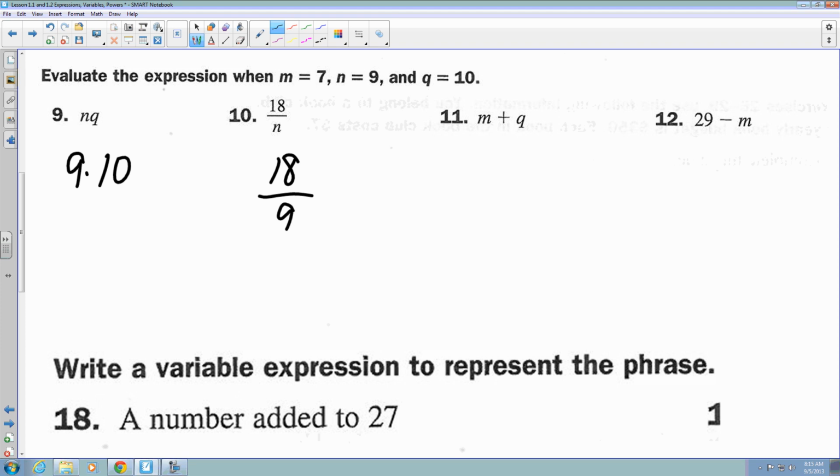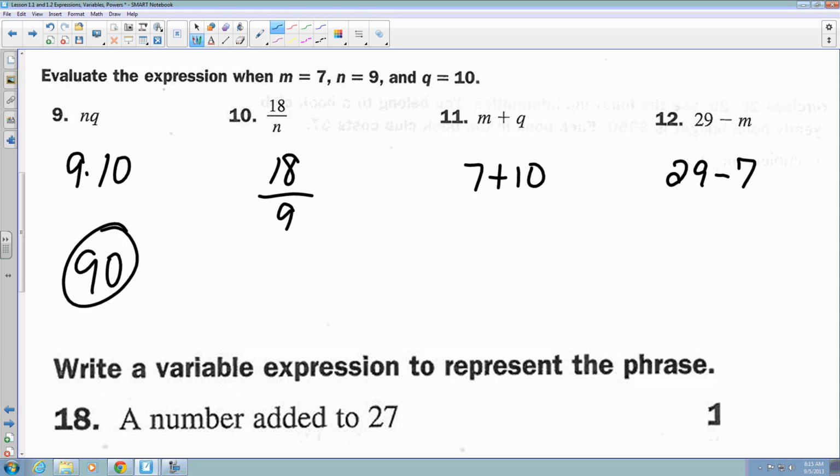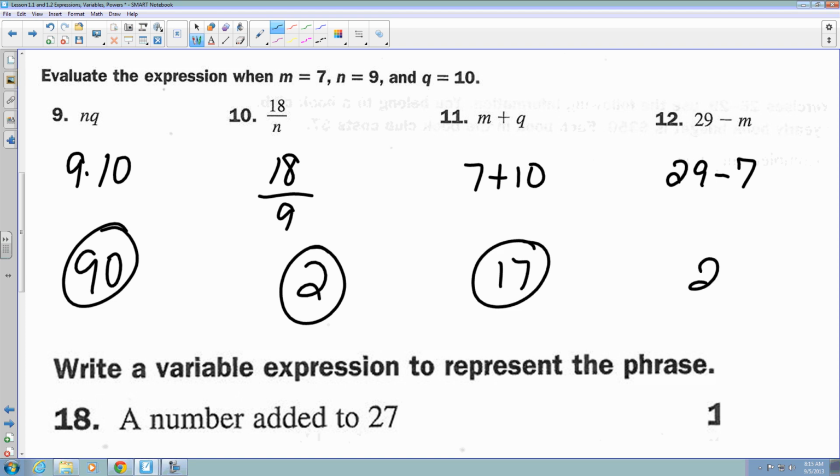For 11, it's going to be 7 plus 10. And then for 12, it's going to be 29 minus 7. And then I just solve the operation. So now I got 90 for number 9. I got 2 for number 10. I got 17 for 11. And then I got 22 for 12.